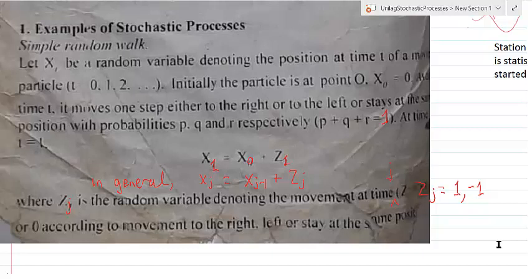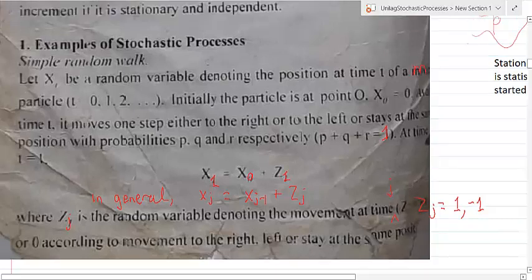Okay, so let's look at some examples of stochastic processes. First of all, we'll start out with the simple random walk. Let x sub t be a random variable denoting the position at time t of a moving particle where t is equal to 0, 1, 2, and so on. So we're only concerned about the position of the particle at these discrete times.